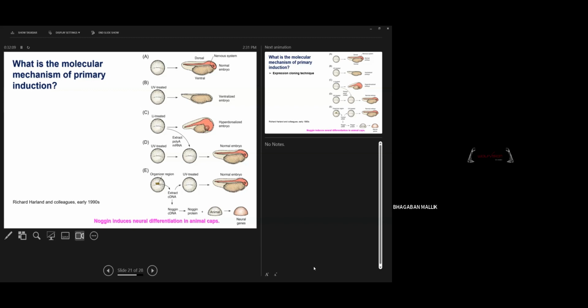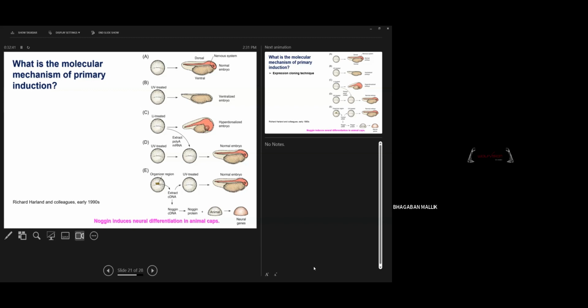You have loss of the ventral part, so you have more formation of the dorsal part. In the latter, they extracted the signal present in this that is specifying the dorsal nervous tissue. They extracted the mRNA from this embryo and treated this ventralized embryo with that mRNA. They found that it forms into a normal embryo. Is it clear?